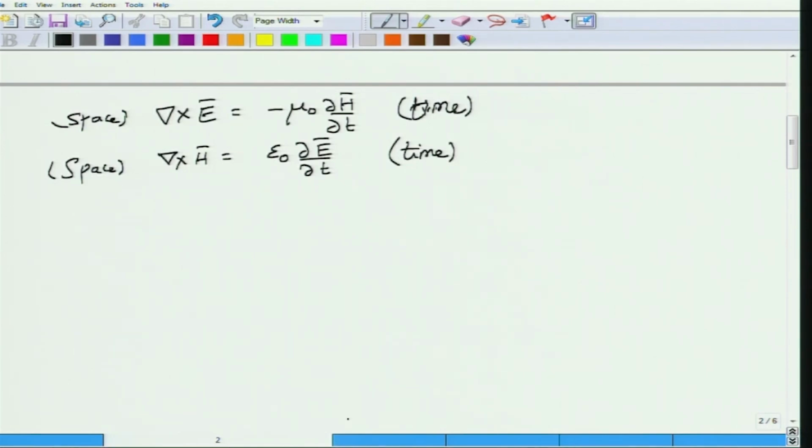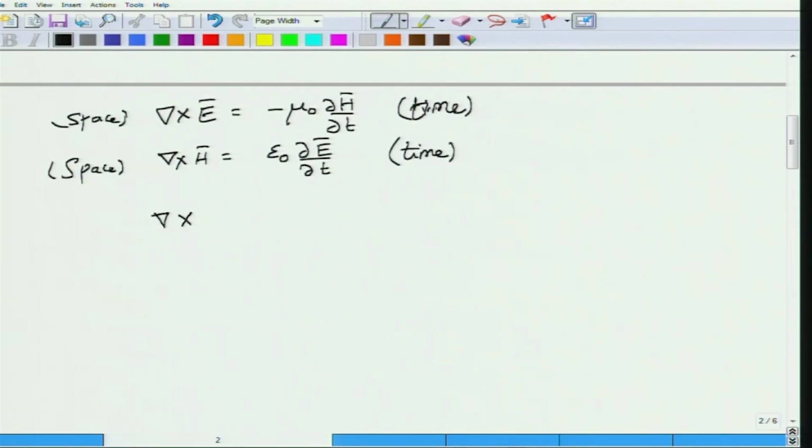Okay, it is customary to choose electric field E. We have some sort of an understanding with electric field E, so we choose electric field E to write down the wave equation. You can follow a similar process to write down the wave equation for magnetic field. Okay, so how do we write down the wave equation?